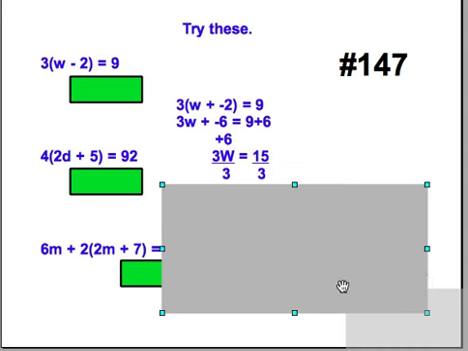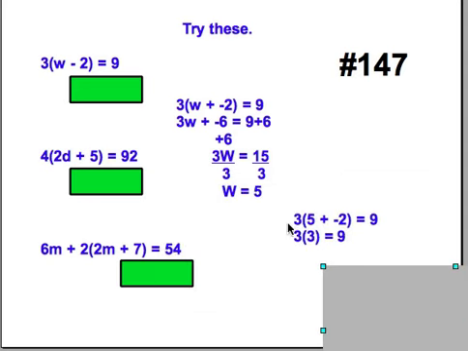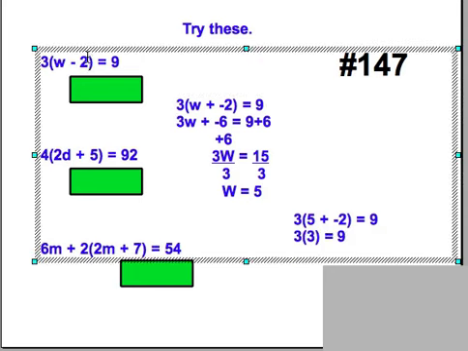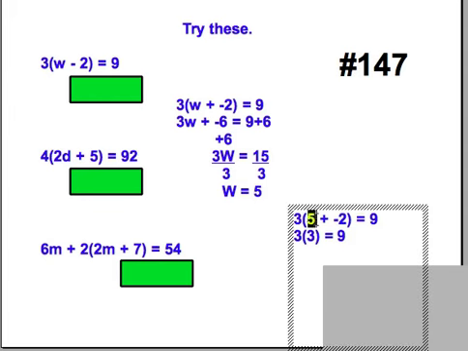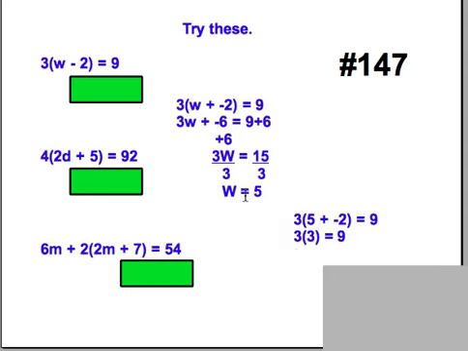I want to check and make sure that's correct. So I go back to the very beginning, and where my w is, the 5 is going to take its place. So 3 times 5 plus negative 2. And I can work in the parentheses because they are like terms. So 5 plus negative 2 is 3, and 3 times 3 is 9. Therefore, w equals 5 is the correct answer.